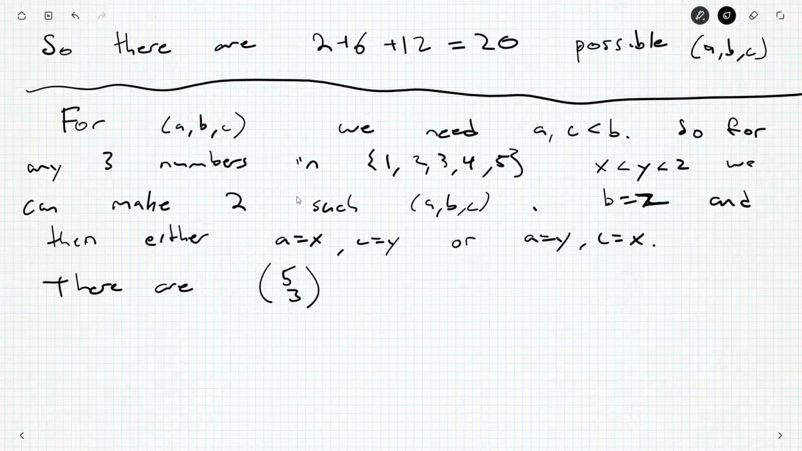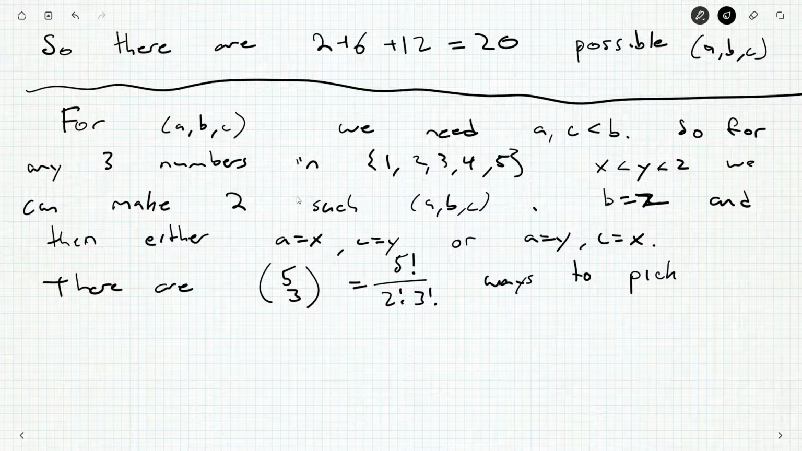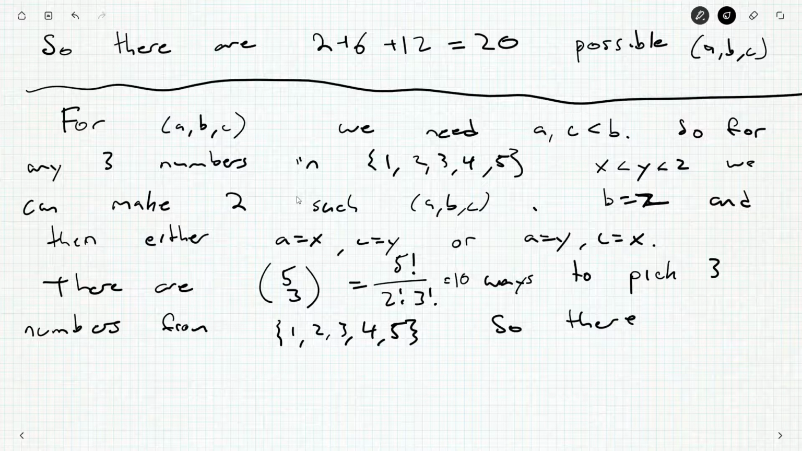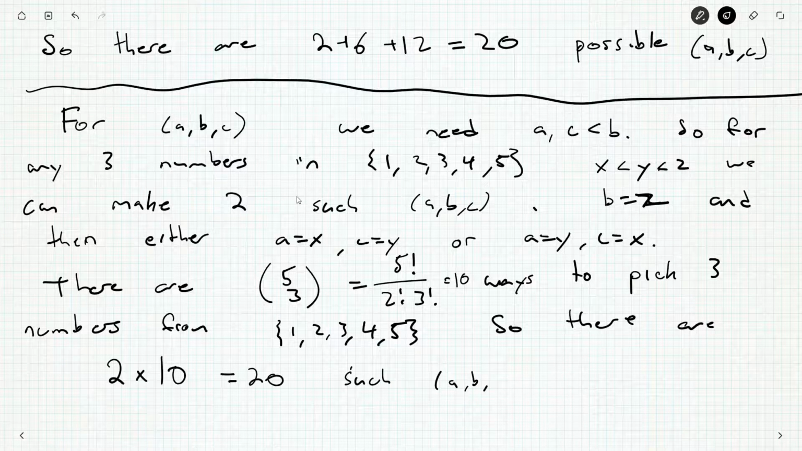There are 5 choose 3. This is if you know this notation. It's 5 factorial over 2 factorial times 3 factorial. And these are the number of ways to pick just 3 numbers from 1, 2, 3, 4, and 5. And 5 choose 3, most calculators will do choose stuff, but this guy happens to also be 10. 120 over 2 over 6, so 120 over 12 is 10. So there's 2 for each of these, and there's 10 of these triples. So there's 20 A, B, C's that we could have.